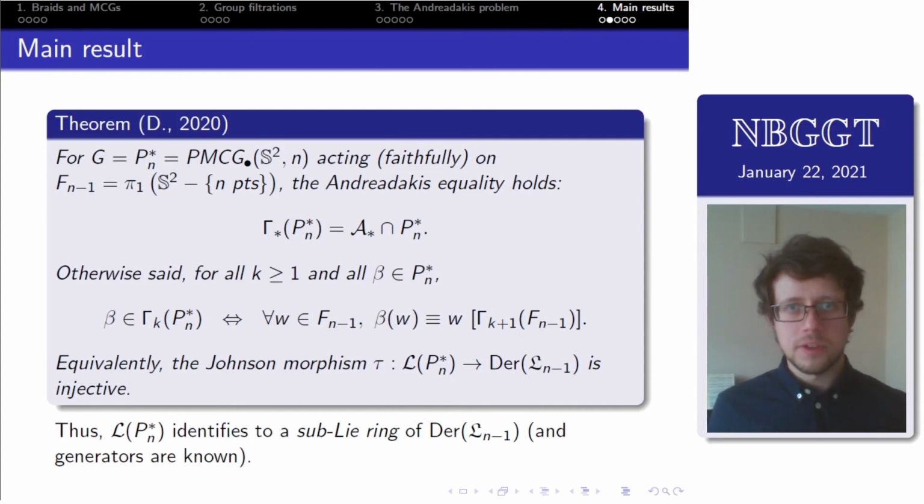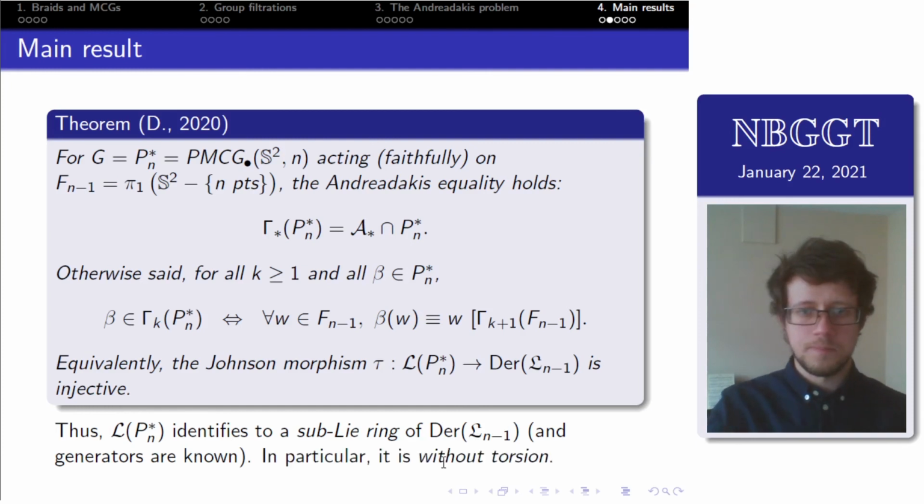And moreover, generators are known because such a Lie algebra associated to a lower central series is always generated by its degree 1. So you just have to look at this map in degree 1 and see what derivations you get. And in particular, the free Lie algebra is without torsion. So derivations of the free Lie algebra is without torsion too, and so a sub-Lie algebra has to be without torsion. So there is no torsion in the lower central series of this group.